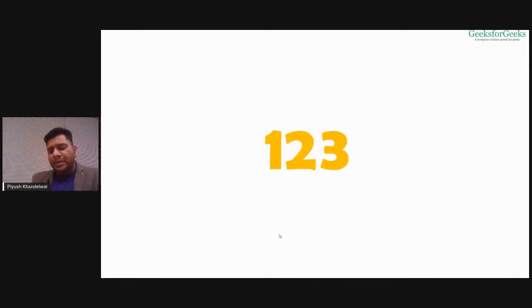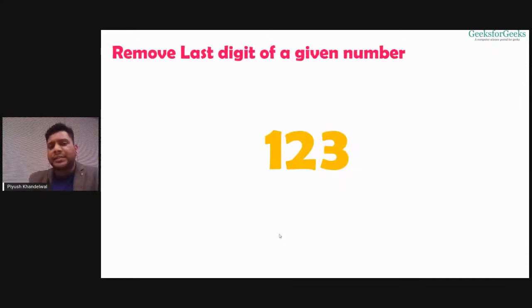Suppose I'm given some number 1 2 3, and I want to remove the last digit of this number. If I have the number 1 2 3, the result should be 1 2. Can you tell me how we are going to do this? How can we achieve this? Any mathematical expression in your mind?